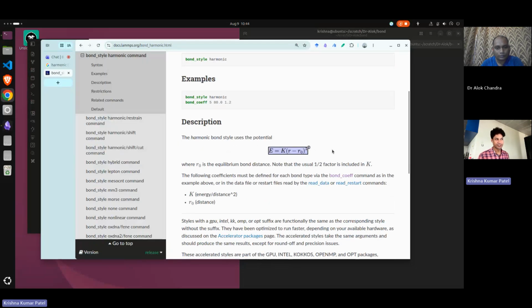Look at this. This is the expression, right? That potential represents this equation, right? Some constant. All you have to do is change the R value, right? And R naught is fixed, the equilibrium bond length. As you change R, E changes, right? You just have to plot this equation. That's it, nothing else.